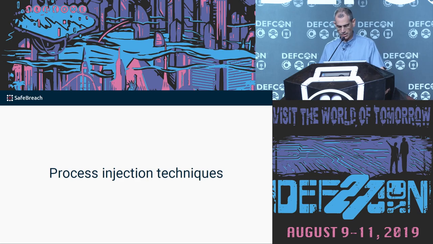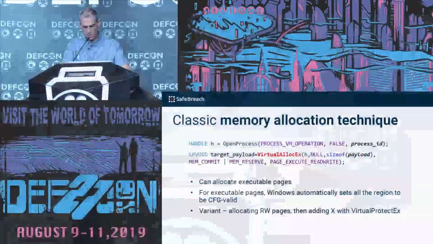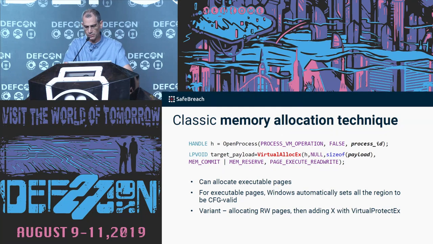Without much ado, let's go over some process injection techniques. I'm going to go over very quickly the very well-known ones and focus a bit more on the lesser known ones. So I'm going to go quickly now. There's the VirtualAllocEx memory allocation technique that we're all familiar with. It can allocate executable pages, so those pages become CFG valid automatically by Windows. And of course, we can allocate just read-write, and later add the page execute privileges with VirtualProtectEx.